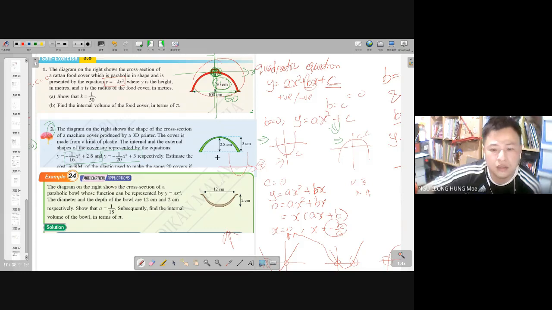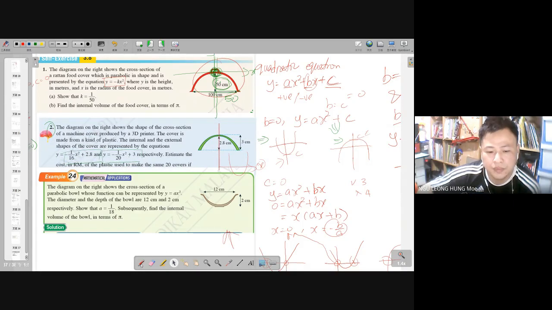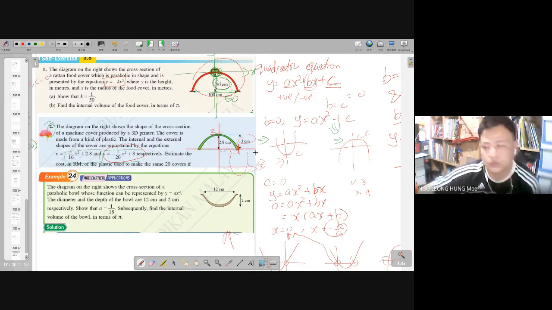I use the red color. So this is y. Then the x-axis will be here. Like this. So this one will be 3. For this one, we have two equations. Now we're talking about this one. Then we have to see the value for the r, the radius. And this one also, you see, b and c are 0.